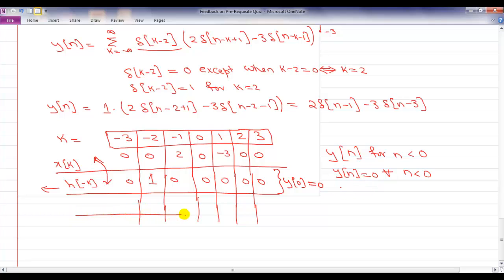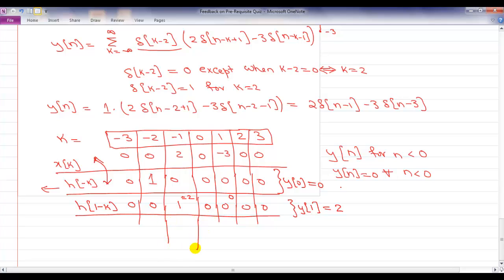I can now slide it 1 to the right, so I can have h of 1 minus k, which will give me the value of y of 1. So if I do that, I get 0, 0, 1, 0, 0, 0, 0. So if I multiply now, I get 0 times 0 is 0, 0, 0. 2 times 1, I get 2 here. Minus 3 times 0, I get 0. And everything else is 0. So y of 1 comes out to be 2.